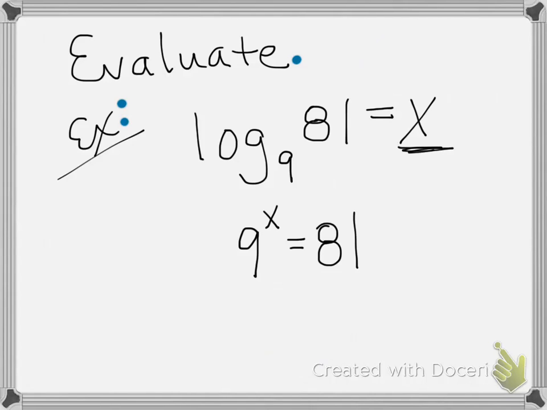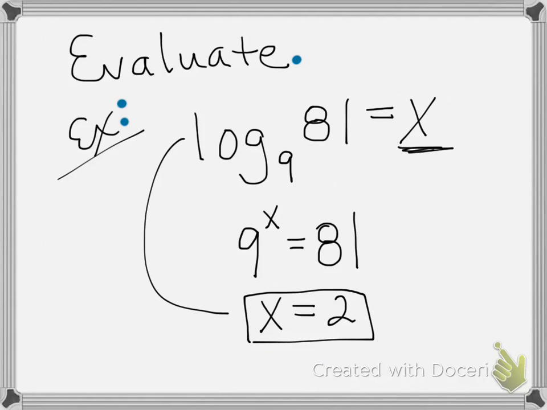And then I just have to figure this out. What would the power have to be? 9 to what power equals 81? Well, 9 squared equals 81. So x has to be 2 to make this work. So log base 9 of 81 equals 2.